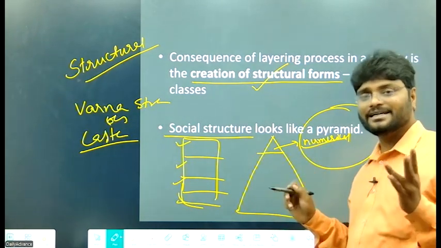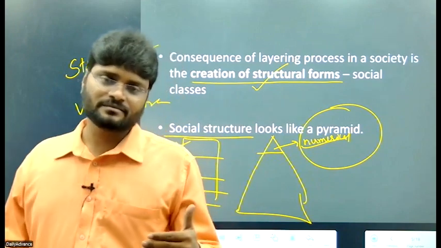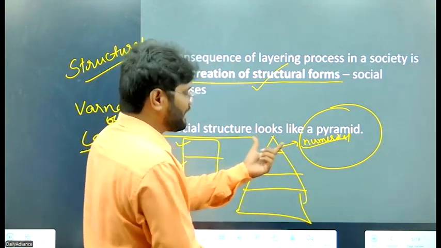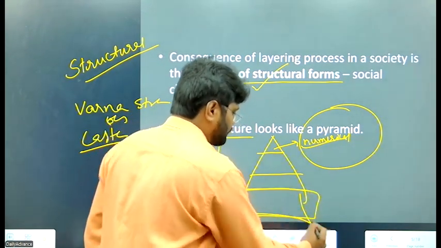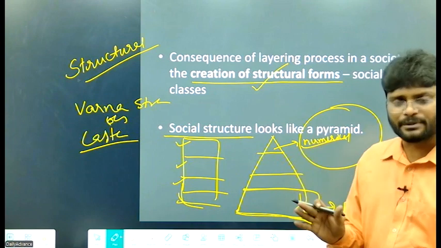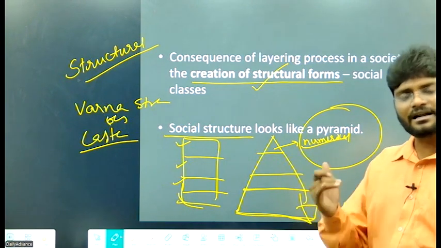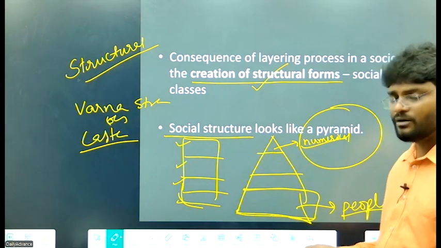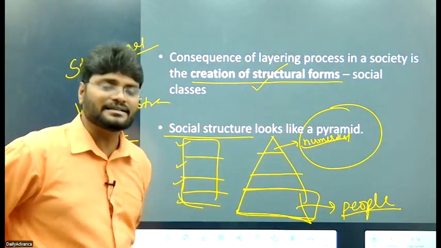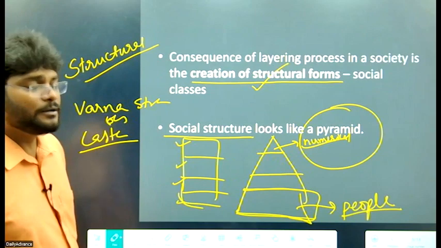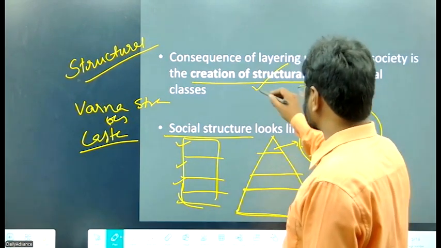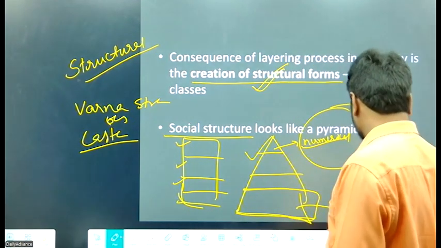Numerically less, but politically, economically, religiously, they have higher privileges, higher rewards. When it comes to the middle people, they are somewhat more than the higher people. When it comes to the bottom, the people are more in number. Numerically they are more, but they have fewer privileges. They are always subordinated, always lower. Understand? So this is how the numerical aspect should also be included in stratification. Stratification led to the formation of a pyramidal arrangement of social classes. This is all about structural features, and the structure of every society always looks like a pyramid.